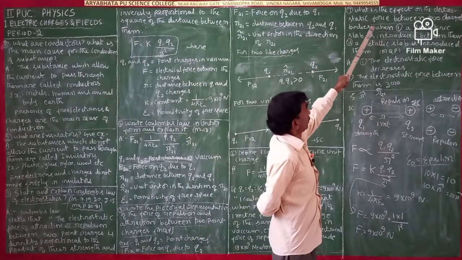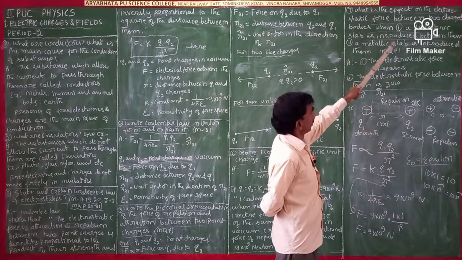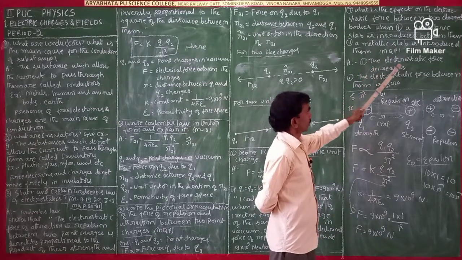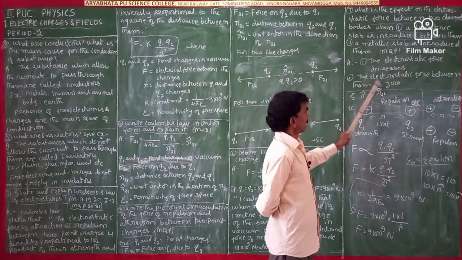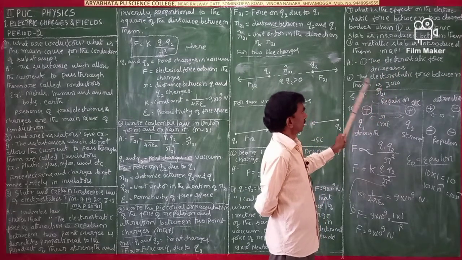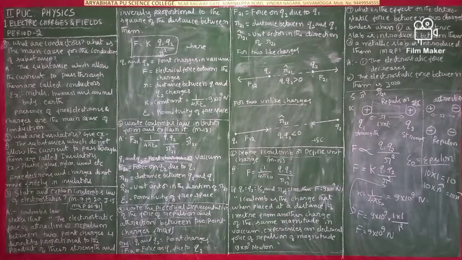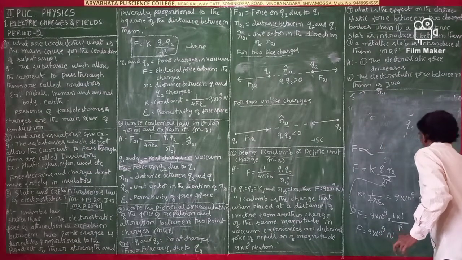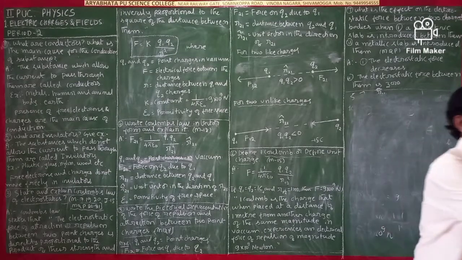What is the effect on the electrostatic force between the 2 charges when a dielectric slab is introduced between them, or a metallic slab is introduced between them? With a dielectric slab, the electrostatic force decreases. With a metallic slab, the electrostatic force between them is 0. You have to write it clearly, one time by seeing and another time without seeing, in the rough.